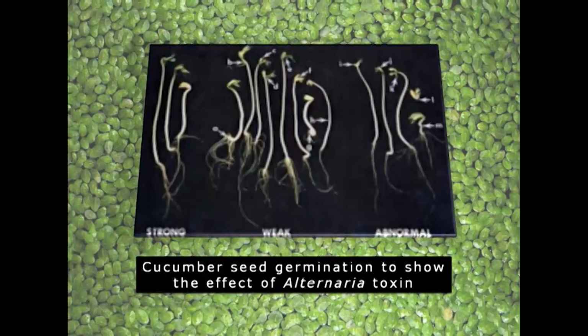Similarly, another way of determining the toxicity of toxin is the seed germination test. Like the Alternaria toxin, when treated to cucumber seed, the germination rate is reduced. The germination length is also reduced. That means the length of the radicle will be reduced in comparison to control.